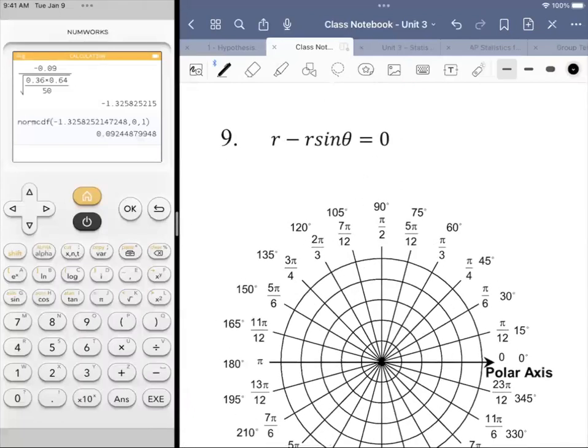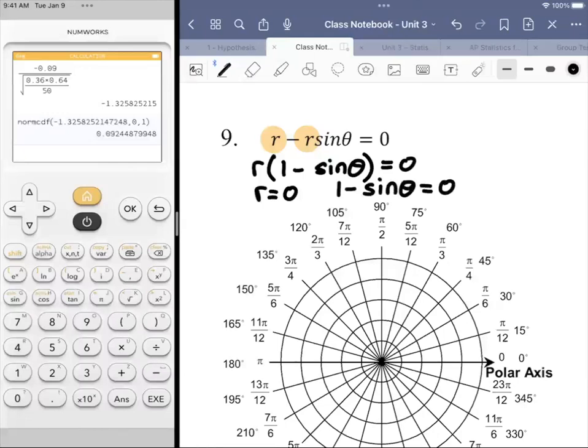So what I'm going to do is factor the left-hand side. I have a common r, so I'm going to pull out an r. That's going to leave me with 1 minus sine of theta. And we treat it like a quadratic where we set each factor equal to 0 and solve. So r equals 0, and 1 minus sine of theta is equal to 0.